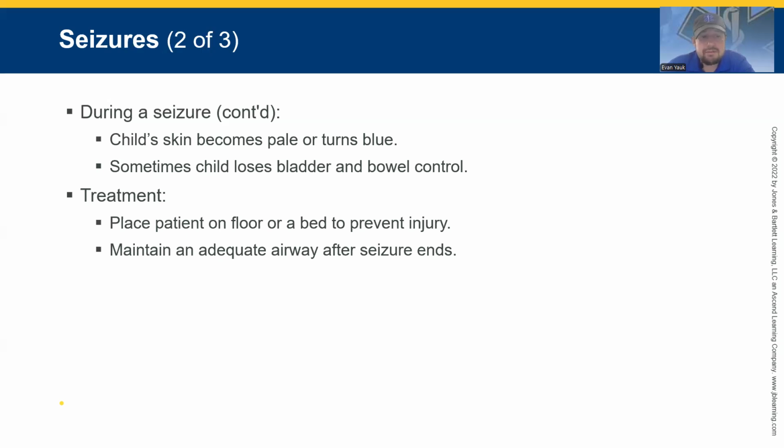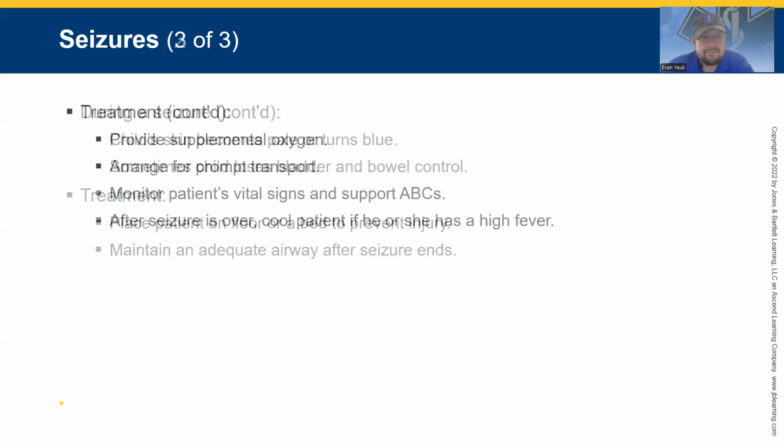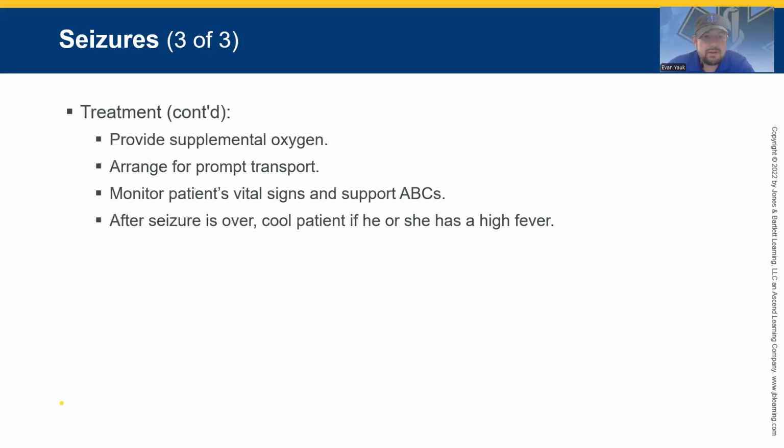So treatment: place the patient on the floor or on a bed and prevent injuries. Maintain an adequate airway after the seizure ends. We can supply oxygen if we've got it, arrange for prompt transport, monitor the patient's vital signs and support ABCs. After a seizure is over, cool the patient if he or she has a high fever. The other thing I'm going to tell you is try to time it. Time how long the seizures last and roughly how long between each seizure.